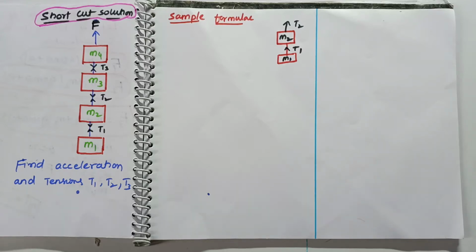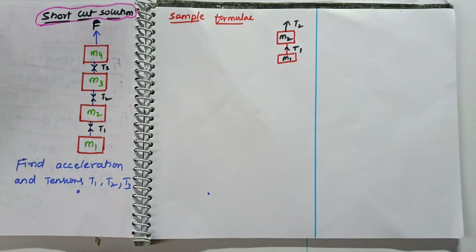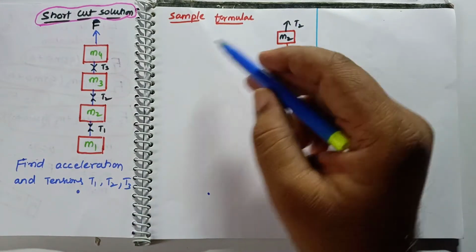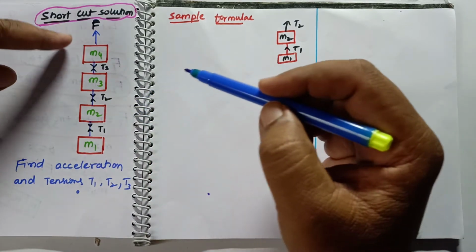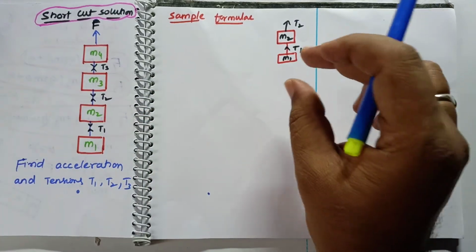Okay, so let us do the problem here. It's a very long problem, but this can be done in a very short method. To understand this problem, I am giving you a small clue. I am giving you a sample formula for solving this large formula. Large blocks here, 4 blocks are connected. To understand this, I am giving one sample formula.